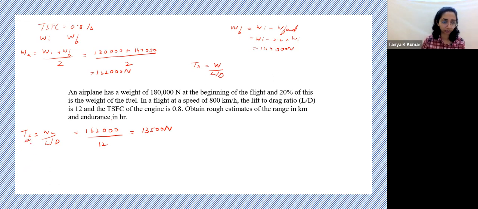We've got the thrust, the average thrust required. We also have this thrust specific fuel consumption. We have to find out the range or the endurance, whichever you find convenient initially. So if I multiply this thrust required into this thrust specific fuel consumption, what do I get?